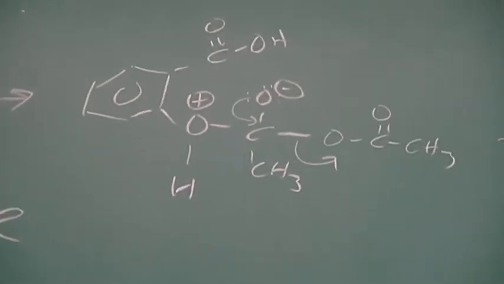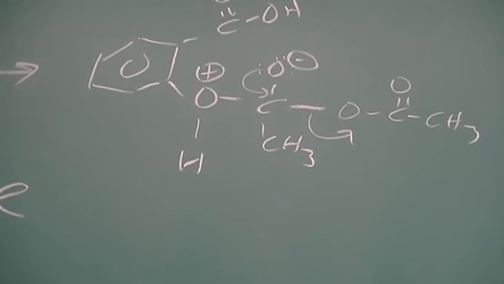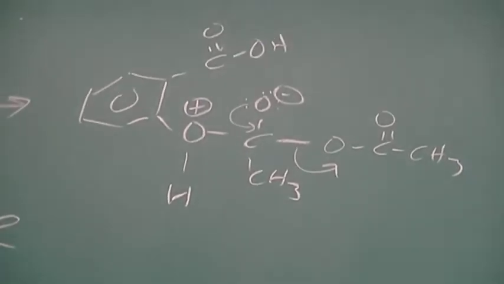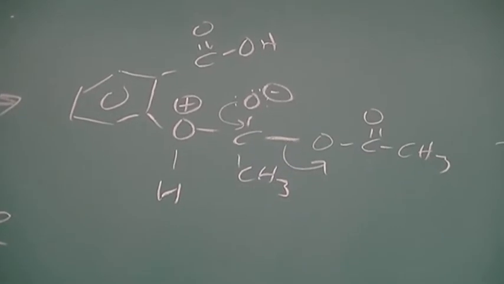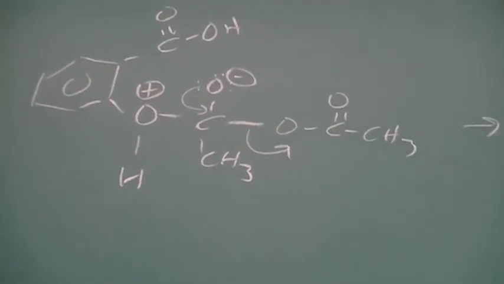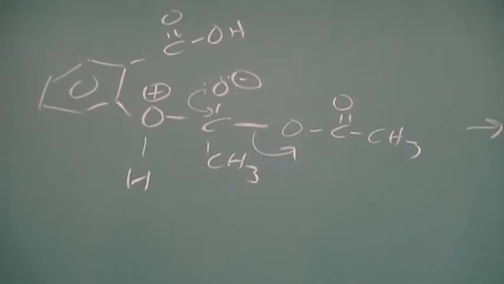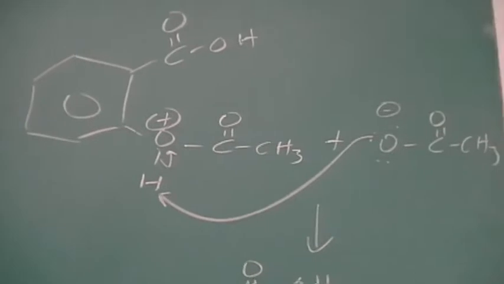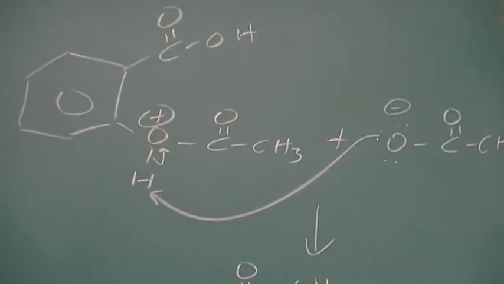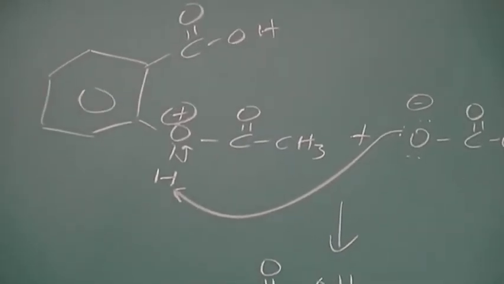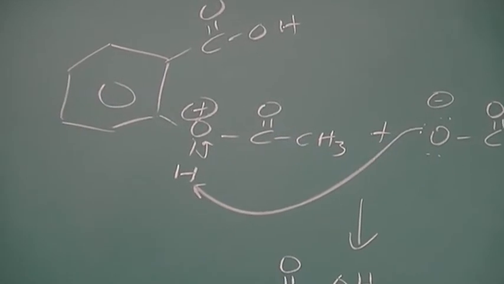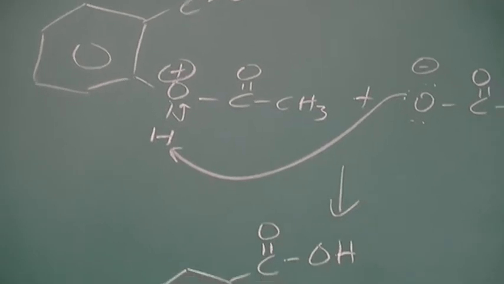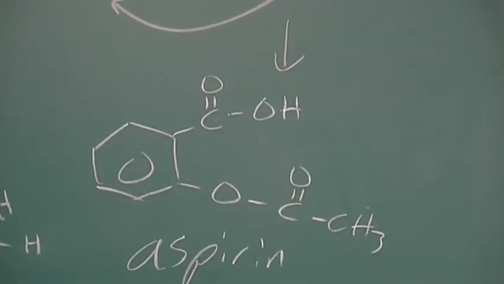which will leave you a positive oxygen and a negative oxygen here. And so the electron pair from the negative oxygen comes down and kicks out the acetate group. And then your acetate group that was kicked out will take the hydrogen off of the oxygen of your ester here, and you have your product. And so you have your aspirin.